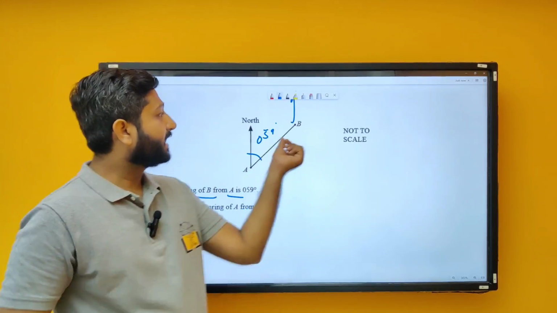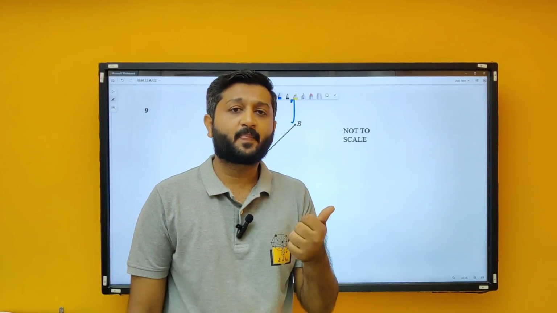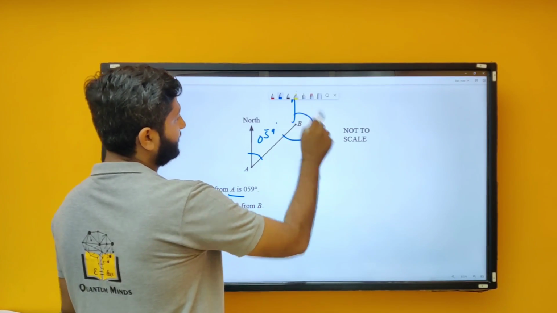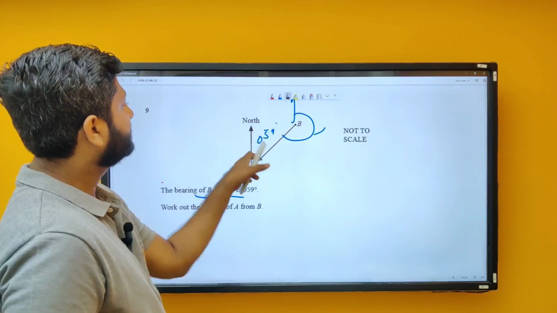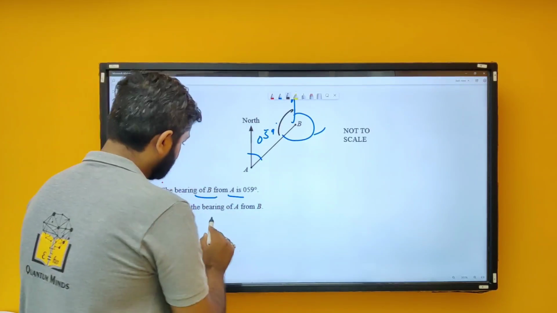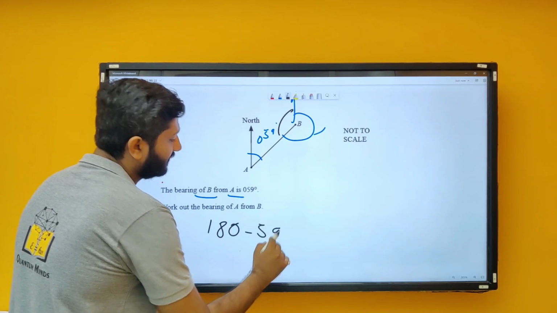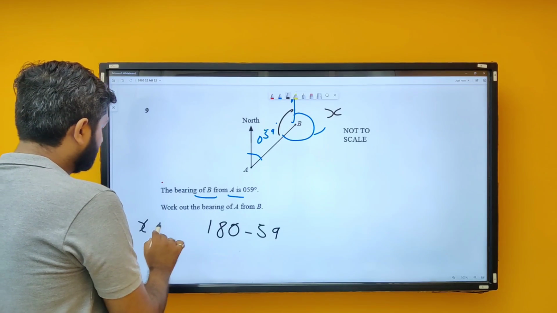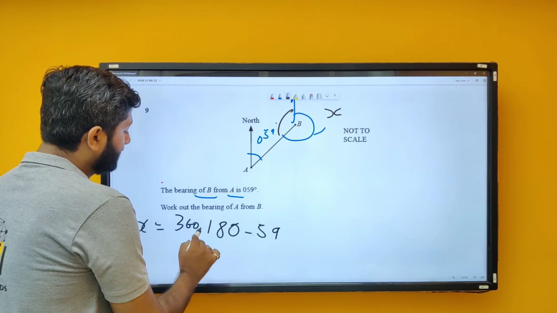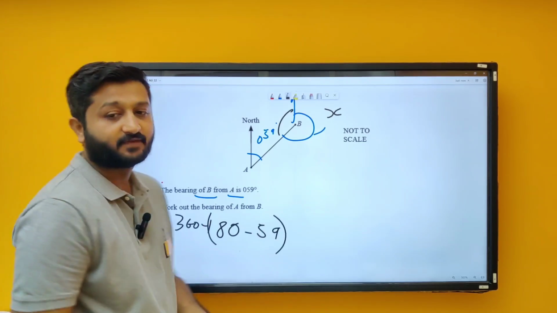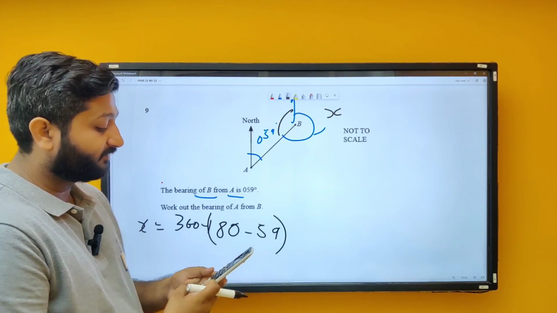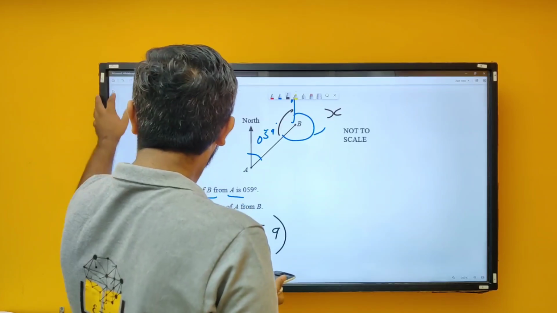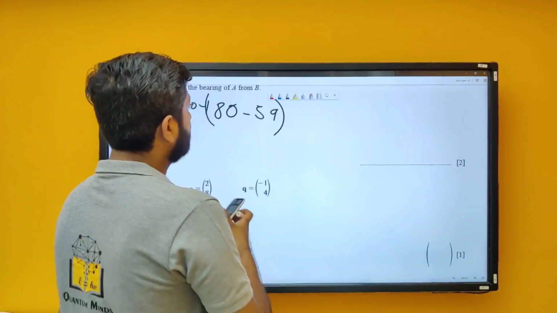Let's say from B I draw north, because bearing is always calculated from the north direction in a clockwise direction. I'm supposed to find this angle. If this is 59, can I find this angle? Yes, this is going to be 180 minus 59. And if I'm supposed to find this angle, let's say this is x, so my x is nothing but 360 minus (180 minus 59). So 180 minus 59 gives this angle, which is 121, and 360 minus 121 is 239. This is my bearing of A from B.